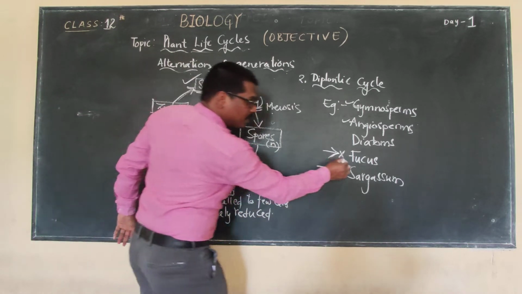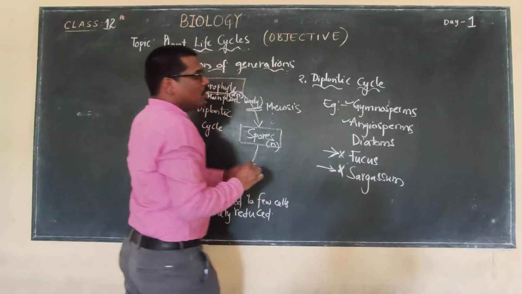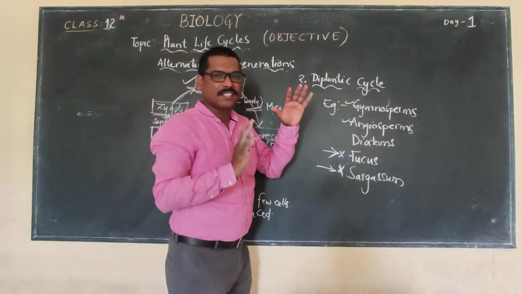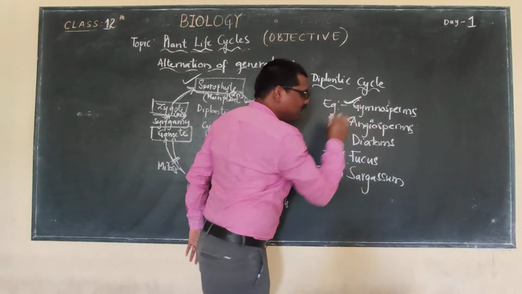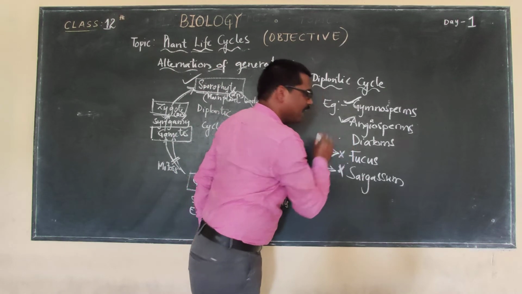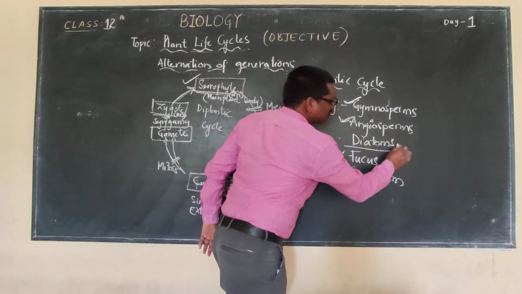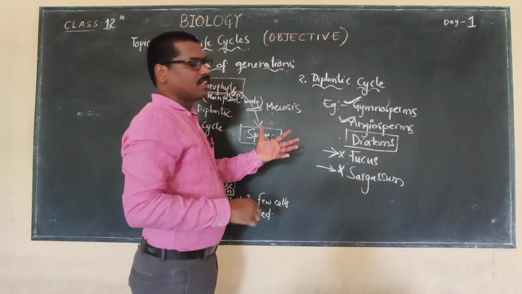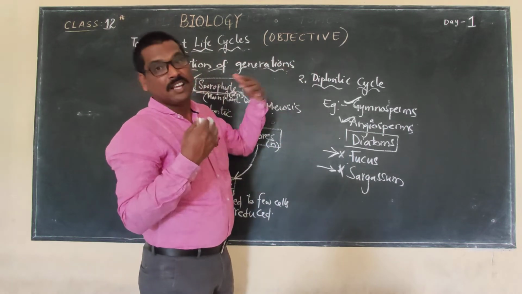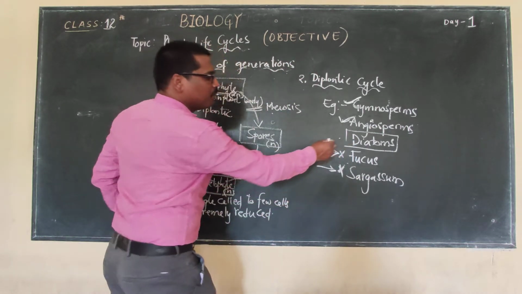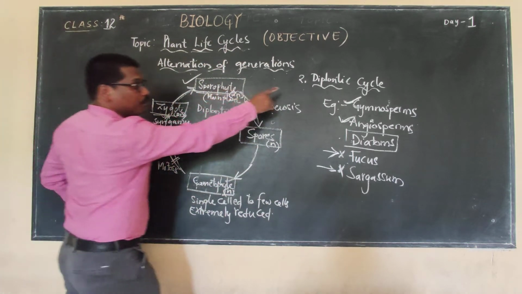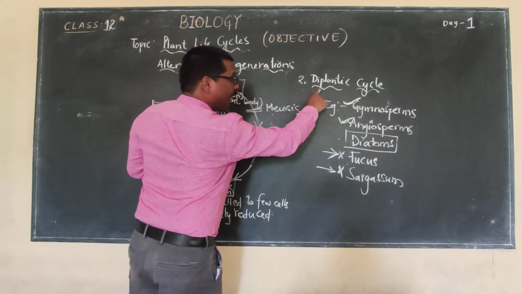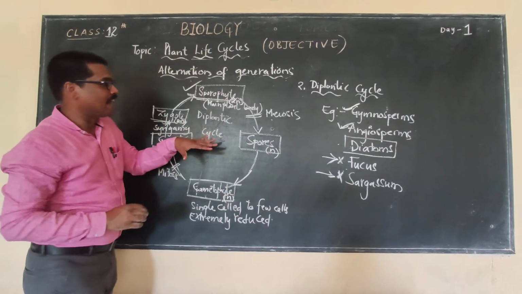Please make note of these two, fucus and sargassum. Otherwise, the diplontic life cycle is seen more in the gymnosperms and angiosperms, and also the diatoms. As we all know, the diatoms are the basic food material that is produced in rich quantity in the seas and oceans. That is very important here again. So this is about the life cycle of the plants which are showing the diplontic cycle.